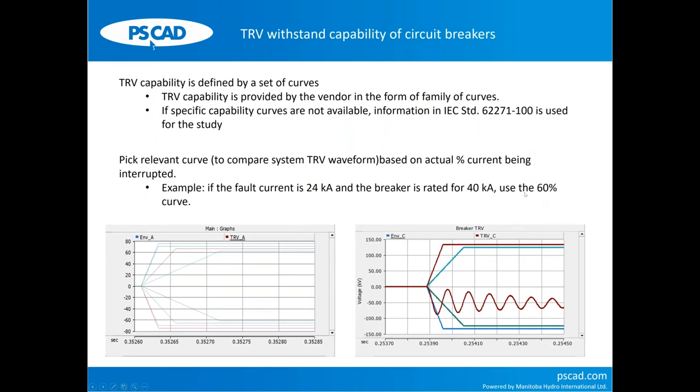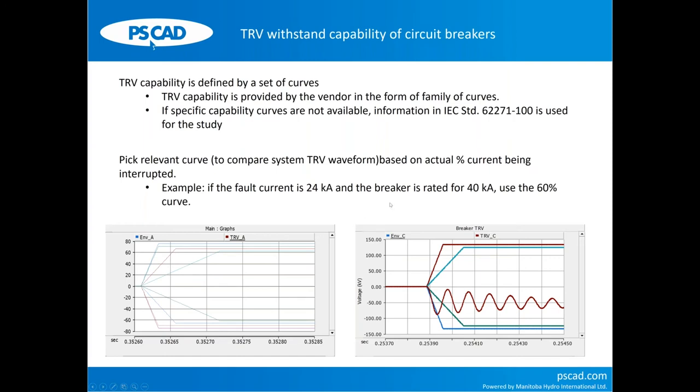So depending on your current for this particular example, if you measure your TRV and the TRV cuts only the 100% curve, you are okay. If it cuts the 60% curve, then you have to be careful and you have to apply a mitigation option to get rid of the TRV violation. So normally you have to take the duty cycle and then compare with the particular capability curve.